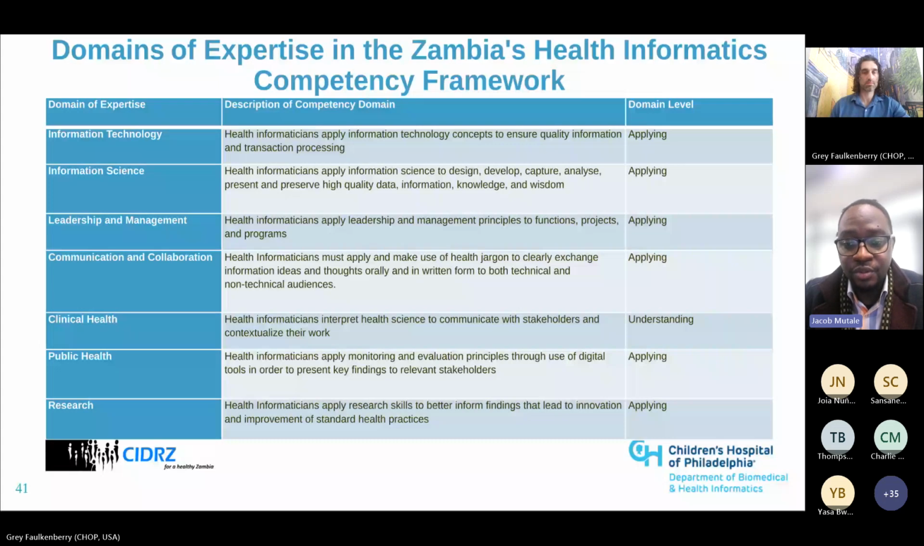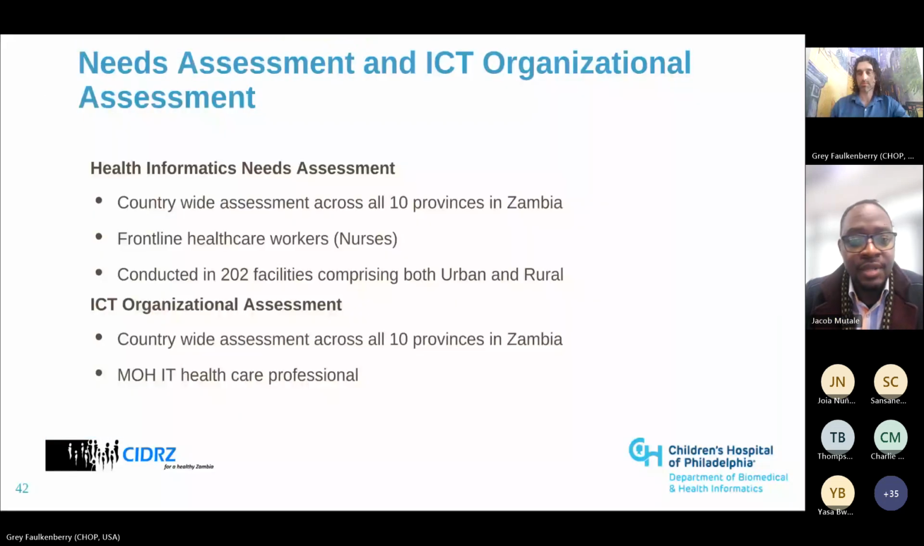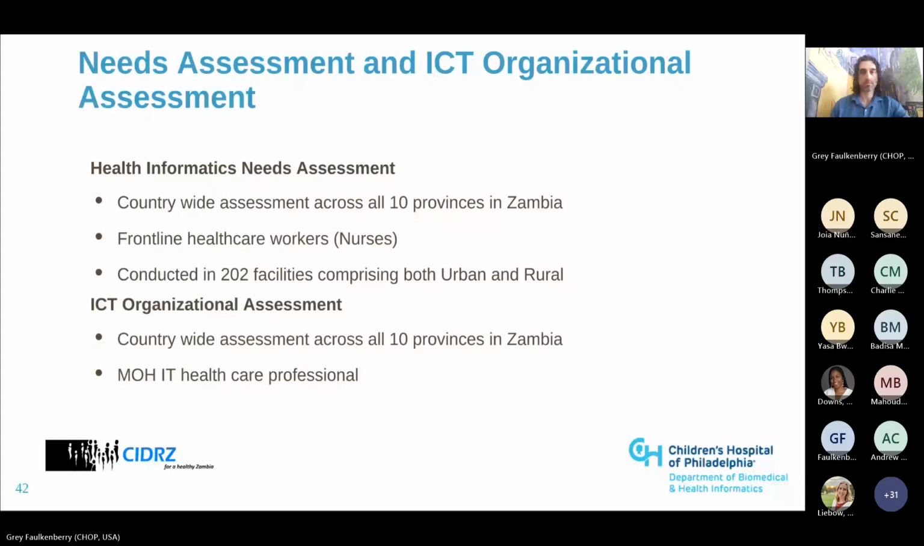summary results from the surveys we conducted amongst nurses as well as ICT professionals at health facilities. So the needs assessment was conducted across 10 provinces in Zambia. Next slide, please. The needs assessment was conducted across all 10 provinces in Zambia, administered to frontline healthcare workers at 202 facilities, while the IT assessment was conducted also across the country amongst Ministry of Health IT professionals. At this point, I'll stop and allow Yasa to speak. Next slide, please.